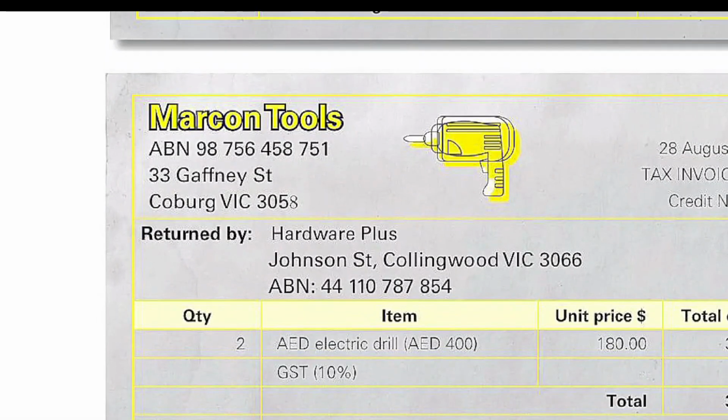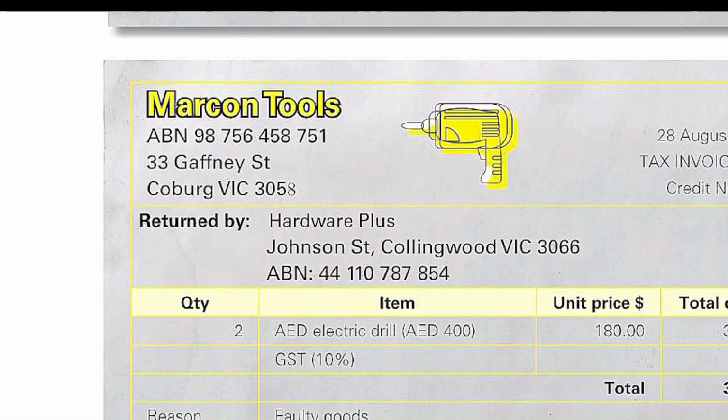What is this one? Very easy. Credit note. Why do we use credit notes? Did I give you the double entries for the returns? No. I gave you returns, double entries.